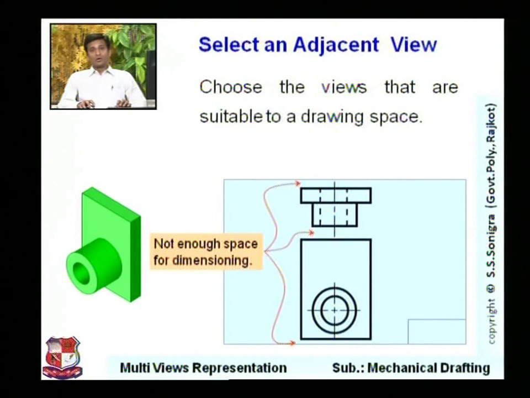Yes, not enough space for dimensioning, right? Here dimensioning space is not there, here also space is left. See here, this is the drawing sheet, light blue colored. In a drawing sheet, whenever you draw two views, you should take care about this space. It should not touch this line. Here some space should be left to insert the dimensions of this object.